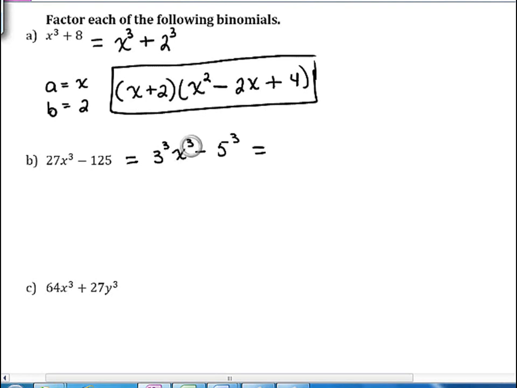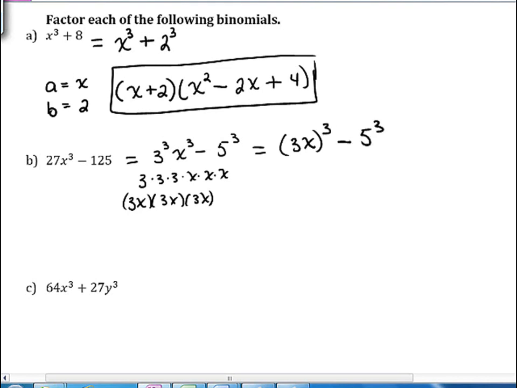This again could be rewritten so that it looks a little different. So this is 3 times 3 times 3 times x times x times x. And if we do a little regrouping, we could rewrite it as 3x times 3x times 3x. So we could rewrite that as 3x cubed, and then we have minus 5 cubed. So our a this time is 3x, and our b is 5. The first parentheses is going to be, and this is the difference, the difference of our a and b, so that's going to be 3x minus 5.